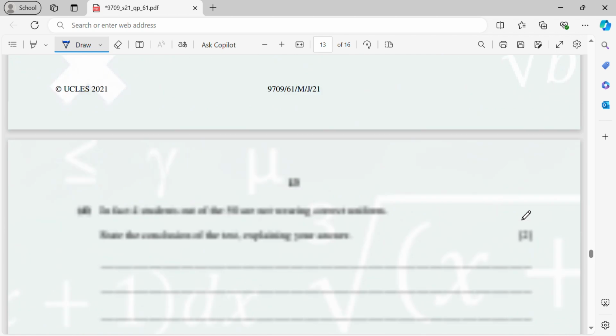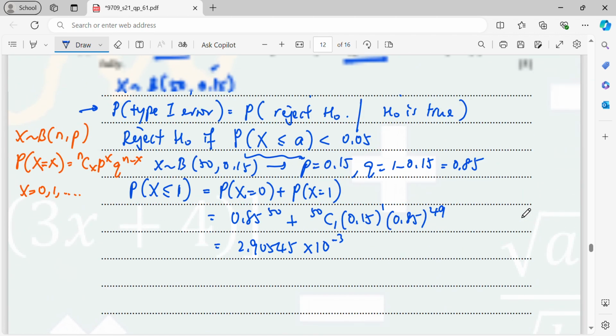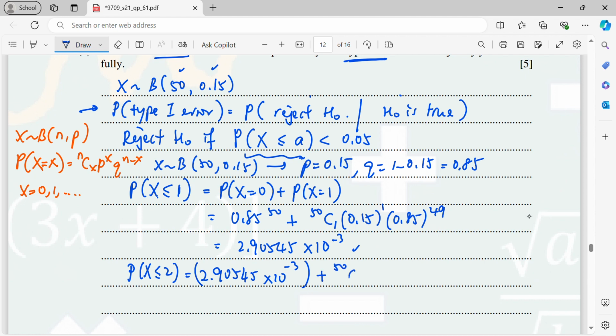And then now I need to calculate the next value. So P(X less than or equal to 2). P(X less than or equal to 2) is basically P(X less than or equal to 1) plus P(X equals 2). So I will calculate this value. I will just copy the answer from the previous part, that's why I give more decimal places. Then I plus 50C2.